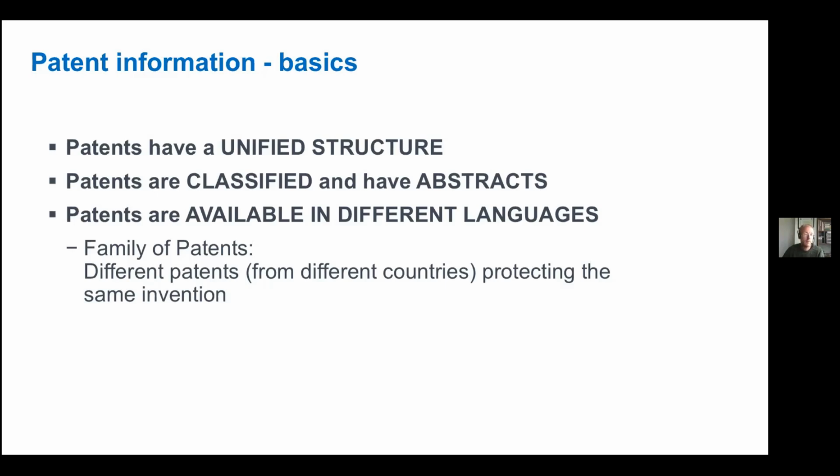And then you have something which is called a family of patents, which means that, as a patent is a territorial title, if I'm a company and I want to protect my invention in more than one country, this will generate several patent filings in the countries I'm interested in. But they all belong to the same invention. That is called a patent family. So you have one invention and you might have, let's say, 10 patents filed in different countries, but it's all the same invention. So this would be the patent family of this invention.